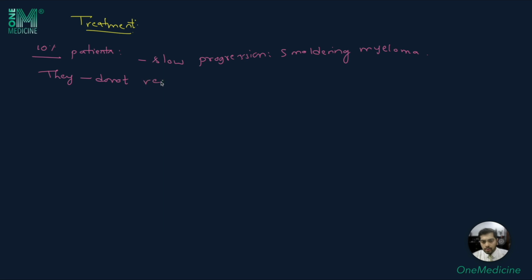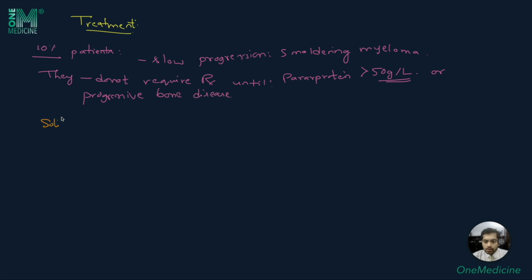Let's look at the treatment for multiple myeloma. About 10% of the patients have a slow progression. This is called smoldering myeloma. They generally do not require medications until paraproteins rise above 50 grams per liter or they have a progressive bone disease.